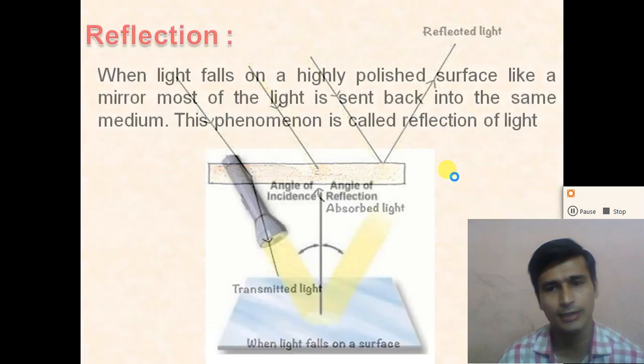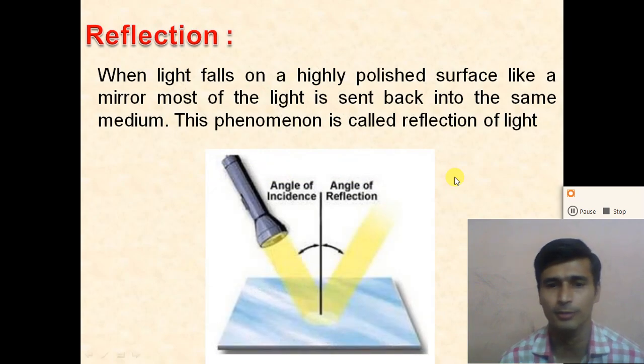So let's start with the reflection of light. As I told previously, what do you mean by reflection? When light falls on a highly polished surface like a mirror, most of the light comes back into the same medium.